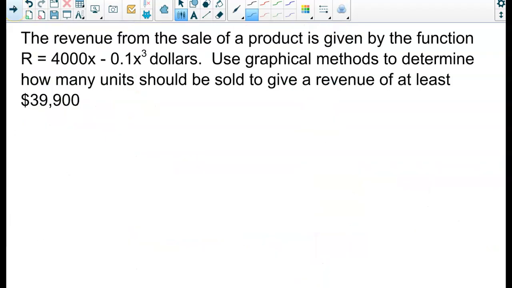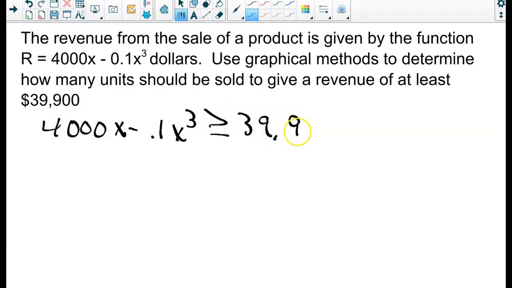The revenue from the sale of a product is given by the function R. Use graphical methods to determine how many units should be sold to give a revenue of at least 39,900. So I want to know where R is greater than or equal to 39,900. I want to know where Y1 is greater than or equal to Y2.